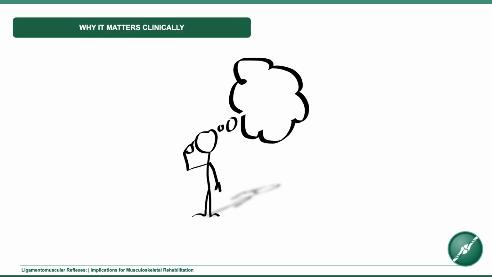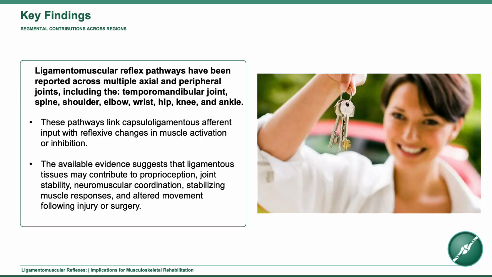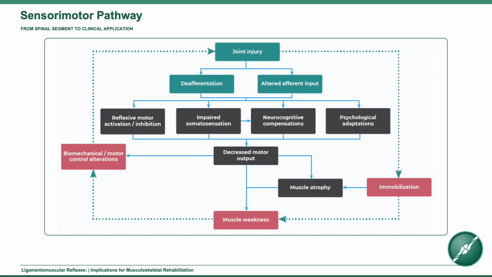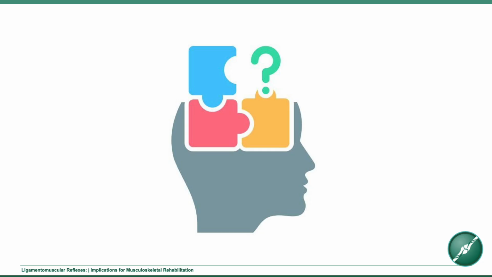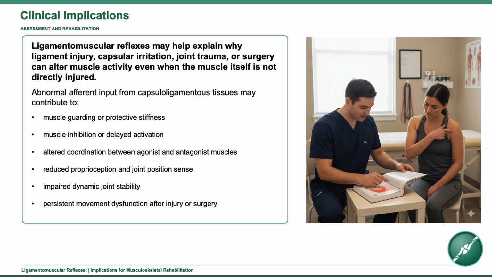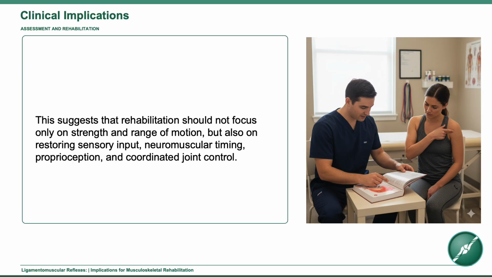This pathway matters. Joint injury may alter sensory information going into the nervous system. Pain, swelling, reduced proprioception, apprehension, and compensation may influence the motor response coming back out. For clinicians, this raises an important question. Is a muscle weak because it is simply deconditioned, or could altered sensory input from the injured joint be contributing to inhibition or altered activation? Rehabilitation needs more than strength and range of motion. It may include proprioceptive retraining, balance, graded loading, movement confidence, and functional progression.